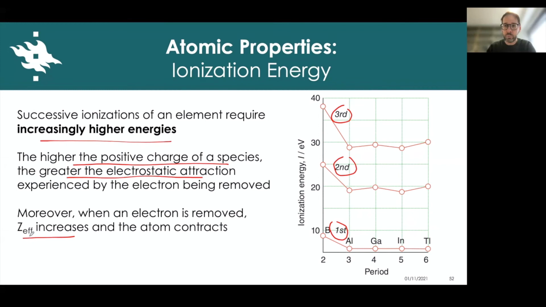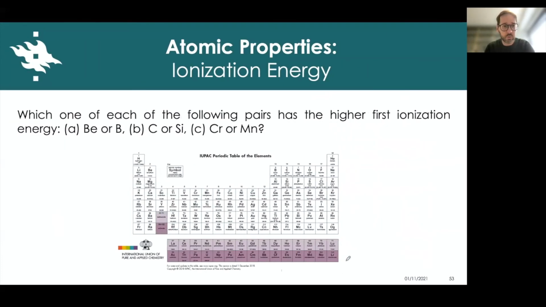Therefore, the atom contracts in size, and this is also a result of the increased effective nuclear charge. So when we remove an electron, we get a positive charge, the atom contracts, and ionization energies increase. And then we can see this for elements of the different periods. This occurs for all of them.